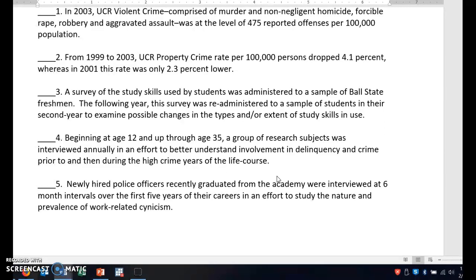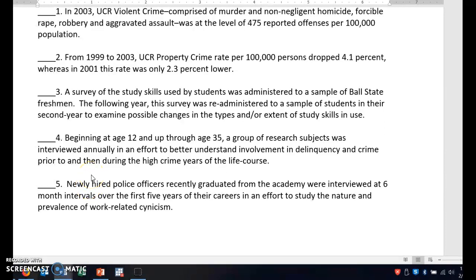And lastly, we look at newly hired police officers recently graduated from the academy who were interviewed at 6-month intervals over the first 5 years of their careers in an effort to study the nature and prevalence of work-related cynicism. This is supposed to be panel data, D. It doesn't necessarily say that it was the exact same police officers, but by and large, you get the gist that this was panel data.